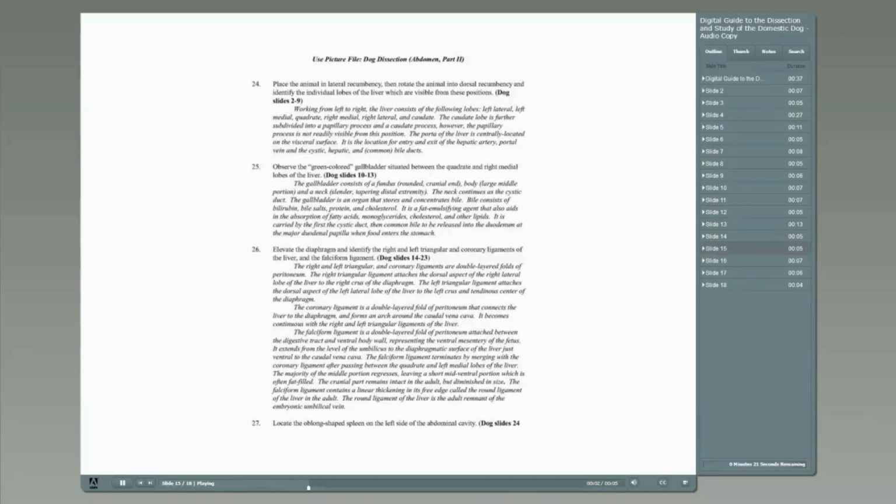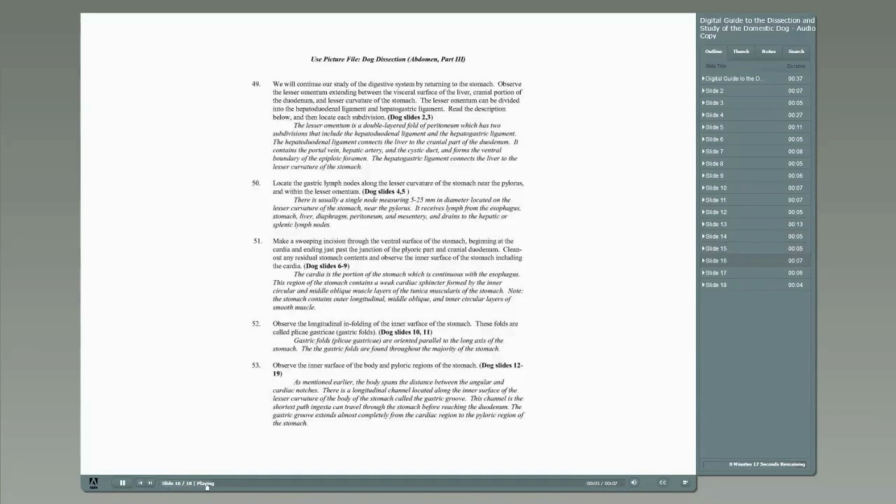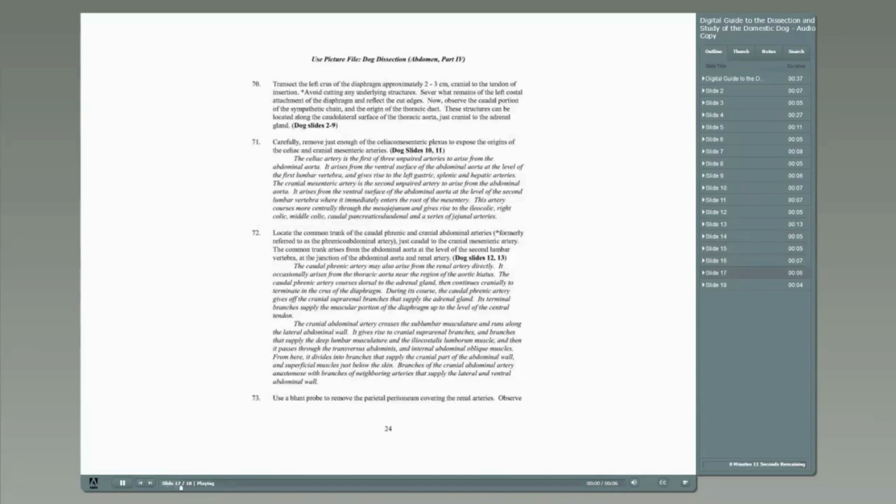A discussion of the liver and gallbladder ensues on this page of the text. The lesser omentum, stomach, and gastric lymph node are reviewed in this portion of the guide.